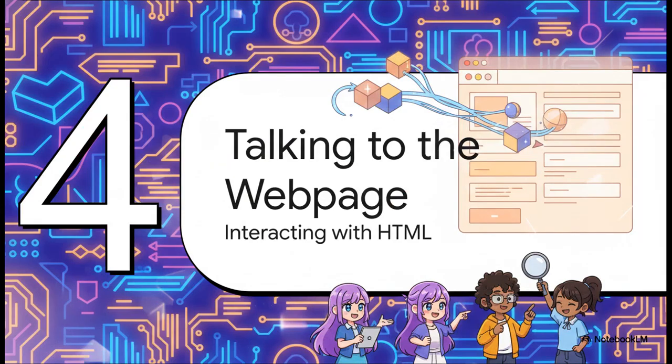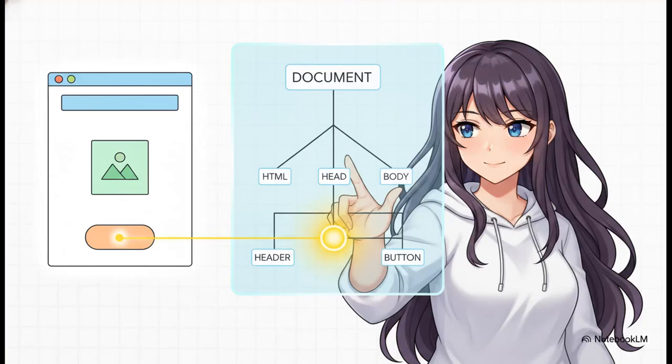So, we have variables for storing things, logic for making decisions, and functions for reusing our code. But how does any of this abstract stuff actually do anything on a real web page? How do we connect our code to the buttons and text the user actually sees? Well, the secret is this thing called the DOM. It stands for Document Object Model.